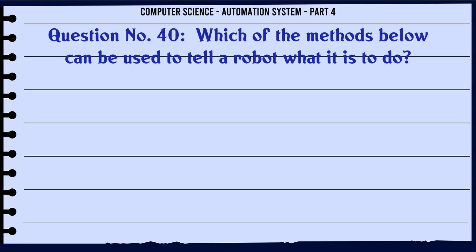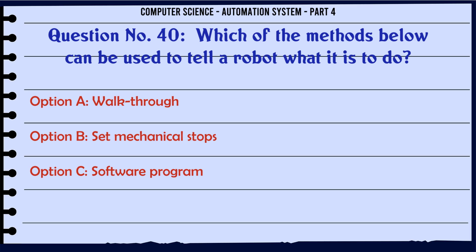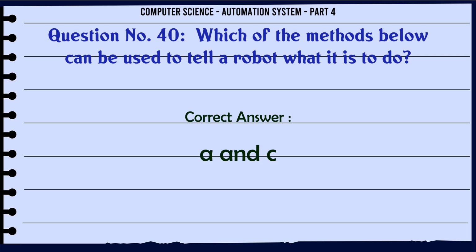Which of the methods below can be used to tell a robot what it is to do? A. Walkthrough. B. Set mechanical stops. C. Software program. D. A and C. The correct answer is A and C.